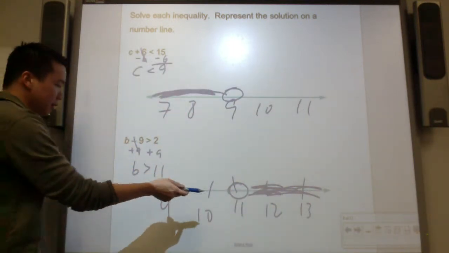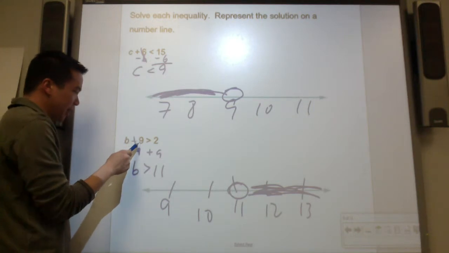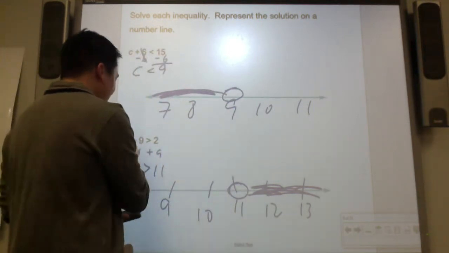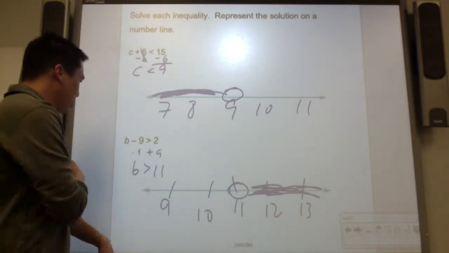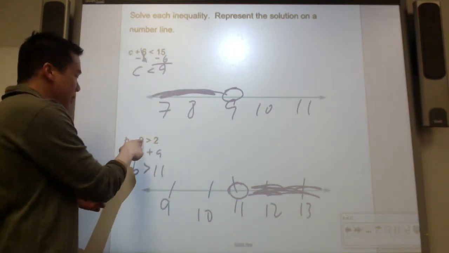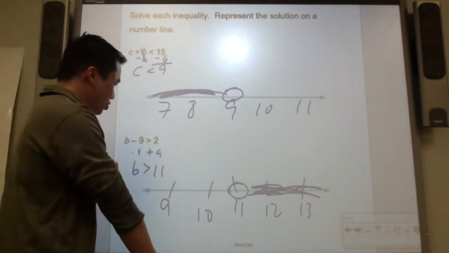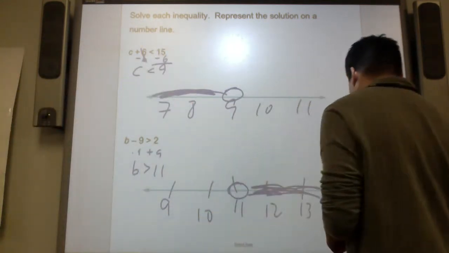Let's plug it in. 12 minus 9 is 3. That's greater than 2. 13 minus 9 is 4. And that's greater than 2. That's why it's facing to the right.